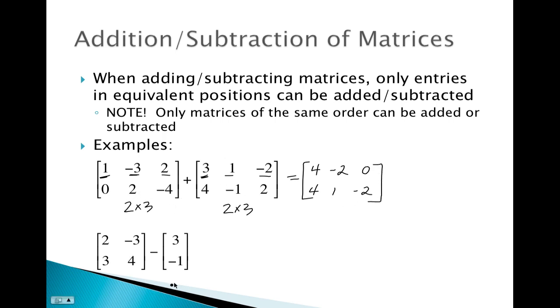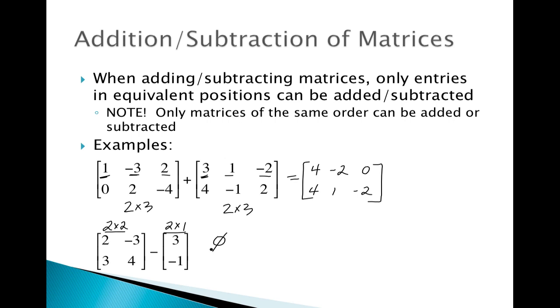So now let's move on to the next example. So again, remember, the first thing that you want to do is check their order. So here we have a 2 by 2 matrix, and here we have a 2 by 1 matrix. They're not the same, so therefore there is no solution or undefined. We cannot add or subtract these matrices.